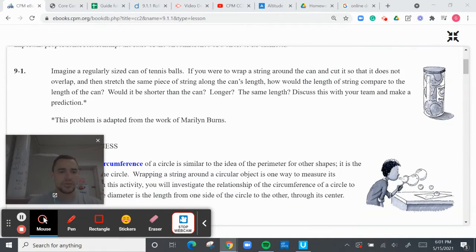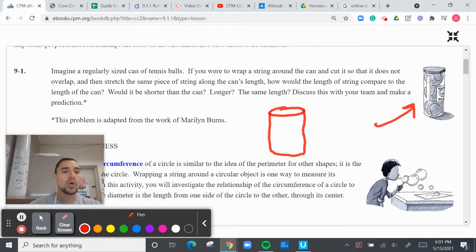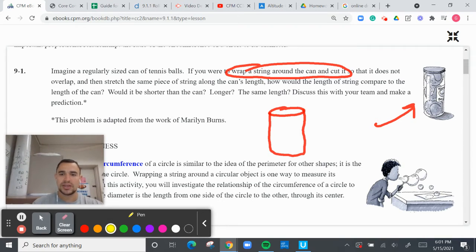The first thing is, let's just pretend real quick that we have this can of tennis balls. So we know it's a cylinder, right? And then one way you can do it is wrap a string around the can and cut it. So let me use a yellow. Let's say I have this string right here, and I'm going to wrap it around, going behind it, and then it matches right here.